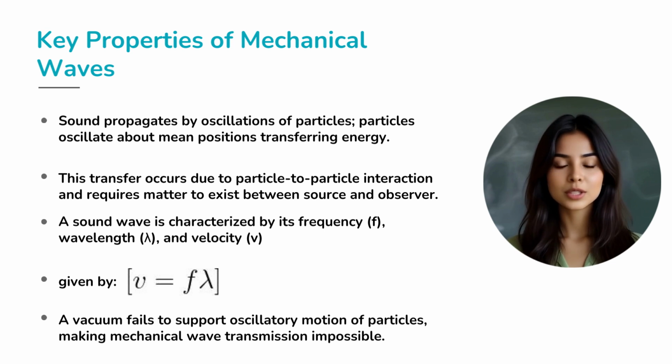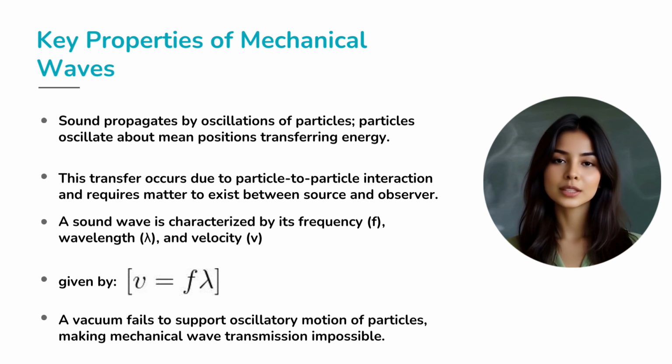Sound waves have some key properties: frequency, wavelength, and velocity. Frequency, denoted as f, is how many oscillations happen per second. Wavelength, lambda, is the distance between two consecutive peaks. And velocity, v, is how fast the wave moves through the medium. These relate in a neat formula you love: v equals f times lambda. That is, velocity equals frequency multiplied by wavelength.